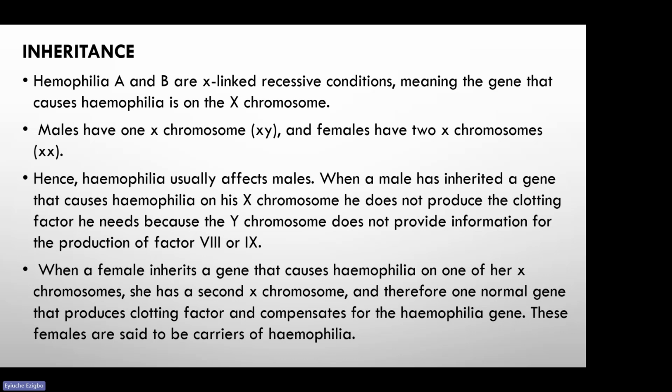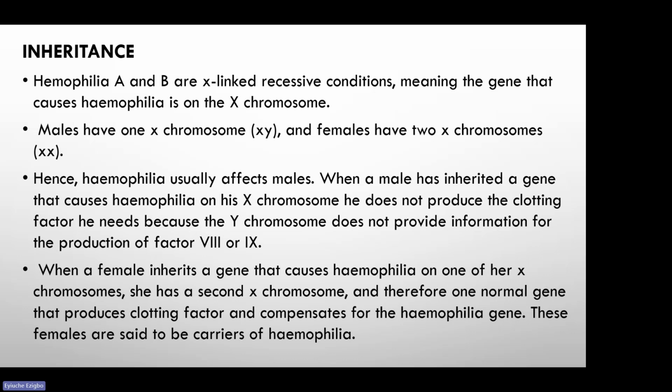So in an event where a male inherits an X chromosome that is affected, he comes down with the disorder hemophilia, because that is the only chromosome that has the genetic information to produce factor 8. So if he inherits an abnormal X chromosome, there is no way he can produce factor 8, because the other chromosome is Y, and the genetic information for producing factor 8 is not in the Y chromosome, it's in the X chromosome.